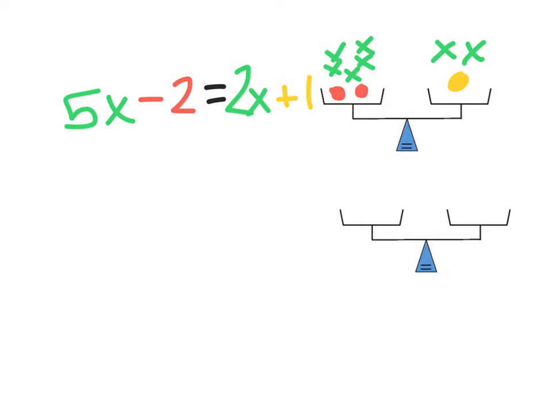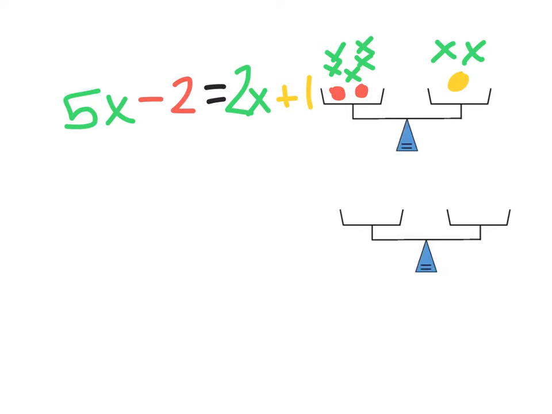So I decided to try this equation. 5x subtract 2 is equal to 2x plus 1. And I've modeled it on this balance scale here. We know that the equation is equivalent because it's not tipping to either side. I've drawn 5 green unknown x's on the left, and then 2 minus 1's to equal minus 2, and then I've got 2 positive x's and then a plus 1.